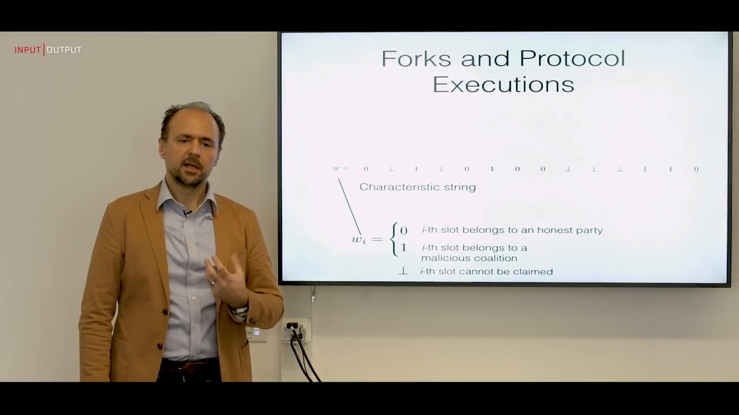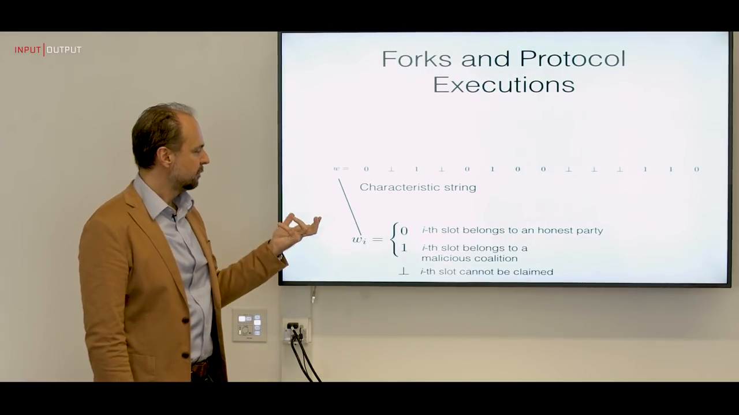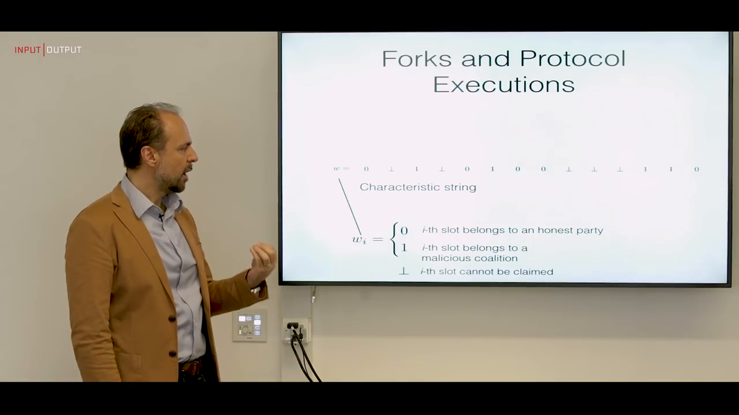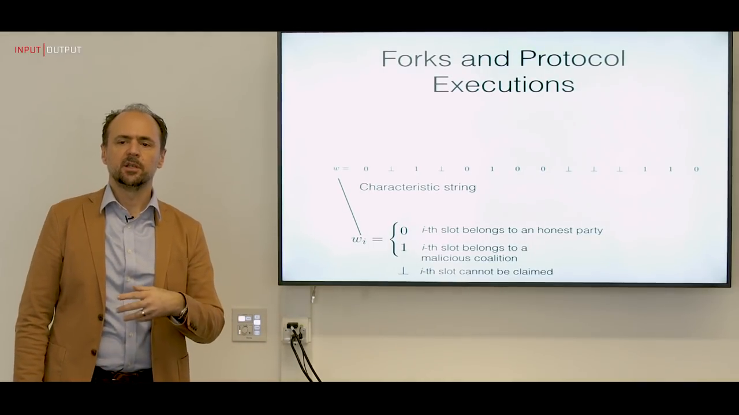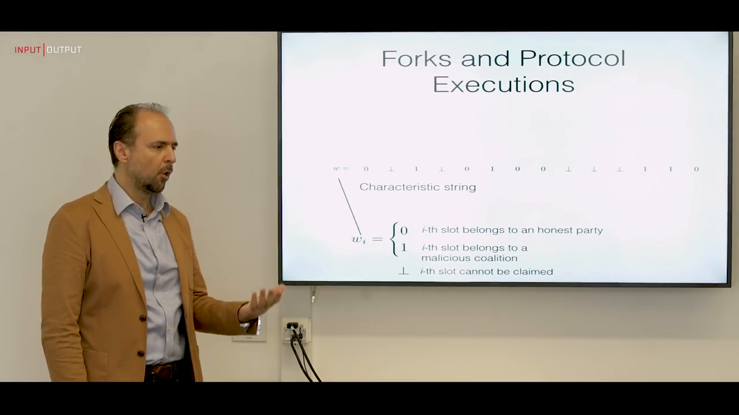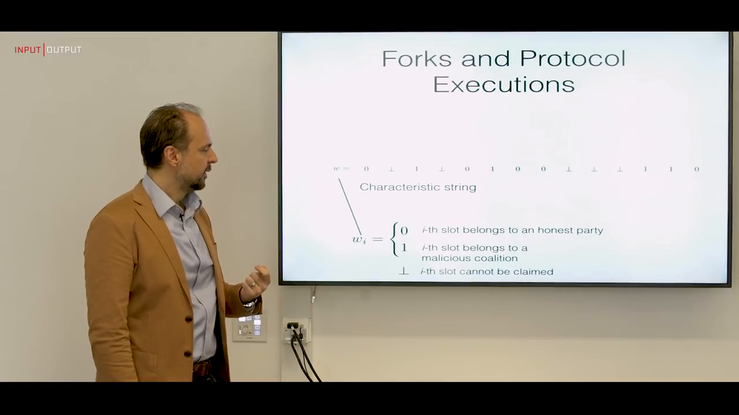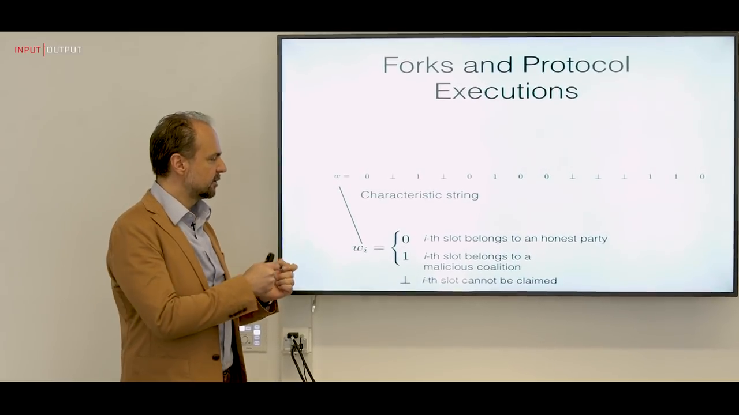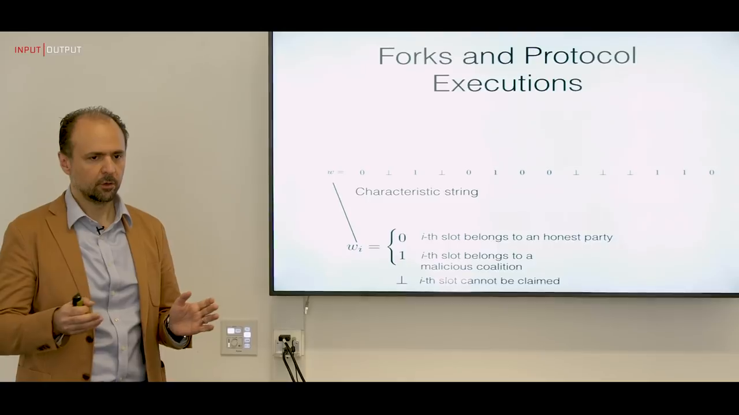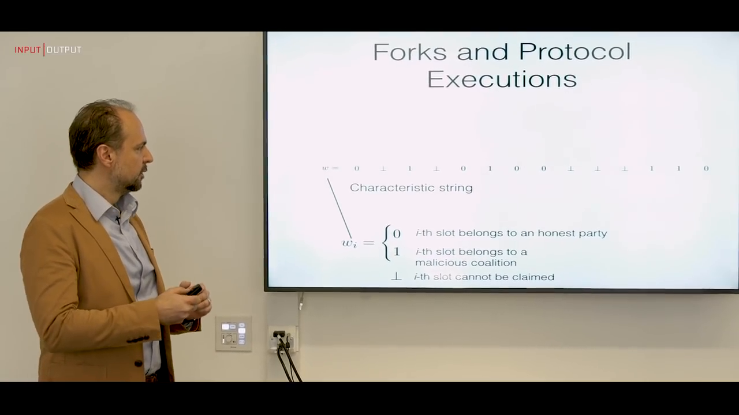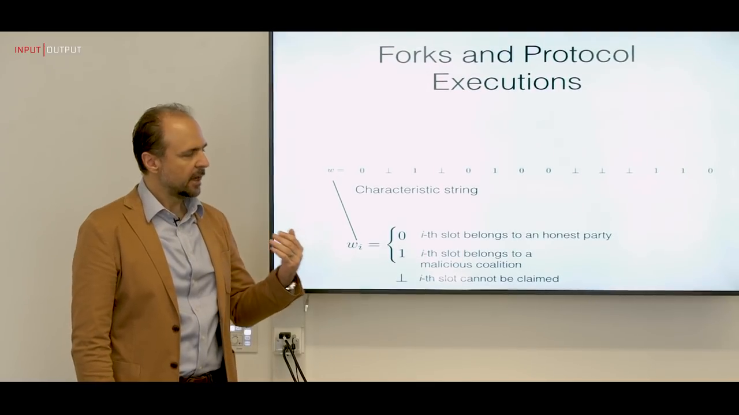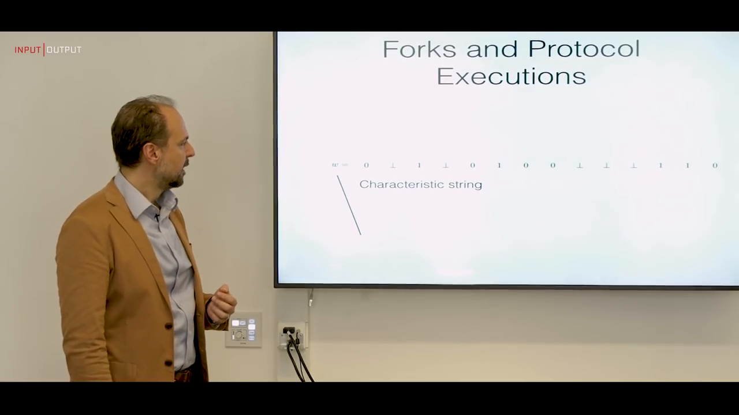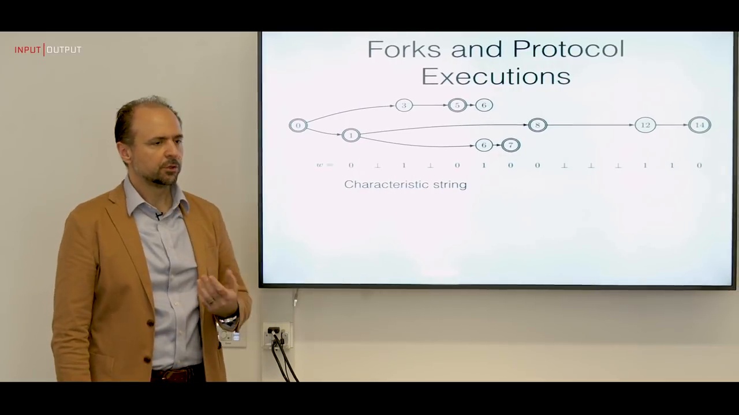If you look at the protocol execution as I described it, you can think of a string that we call a characteristic string. Every heartbeat, every moment in time, can be assigned one of three values. Zero means the parties that follow the protocol own that slot. One is when the adversarial coalition controls that slot. And the next sign, bottom, means that nobody controls that slot. So this is a type of random sequence that is produced based on this election process that the protocol is utilizing. So let's see how a possible protocol execution can go.